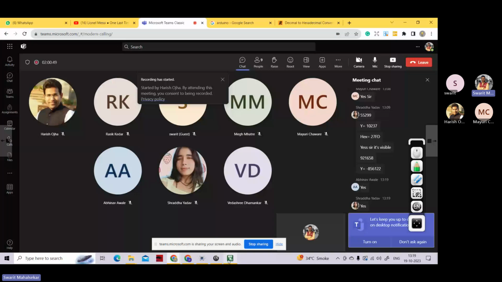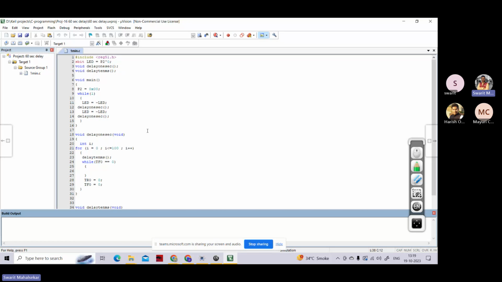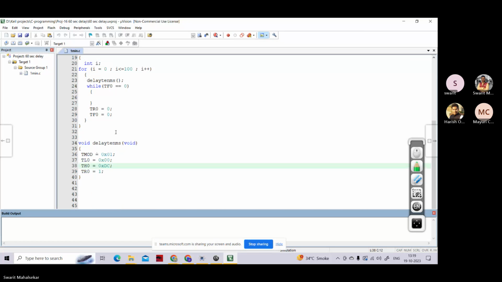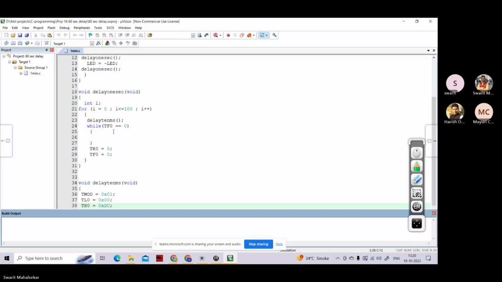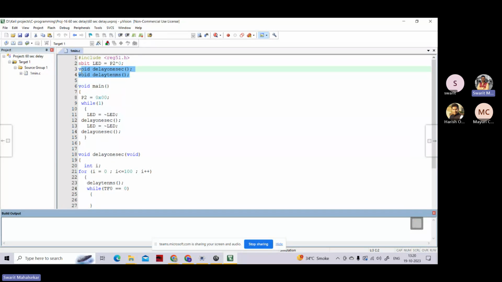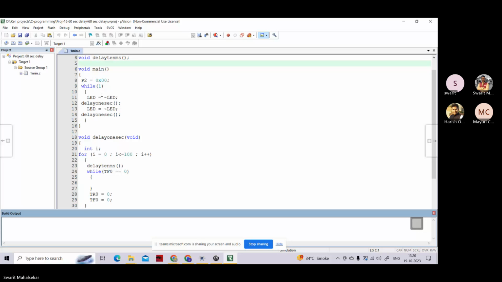Okay, so just let me know if this particular code is visible to you all. Is it visible? Yes, sir. Okay, so you see over here, everything is the same. Just the thing is that we had created two more functions, that is 1 second and 10 millisecond. You see, even our entire logic is the same.